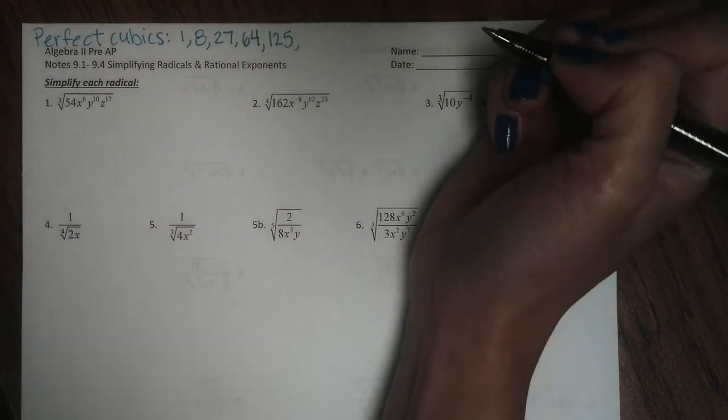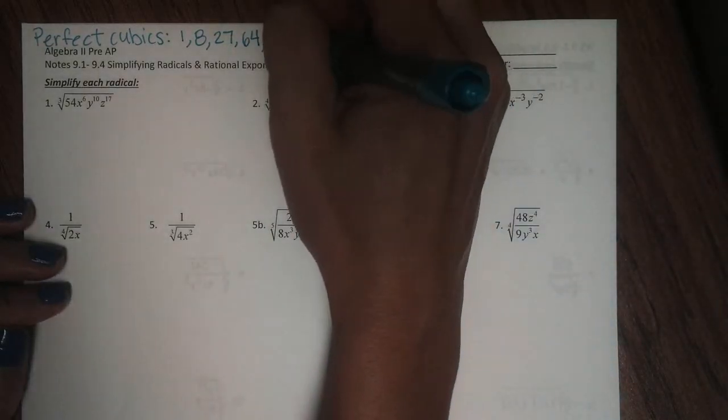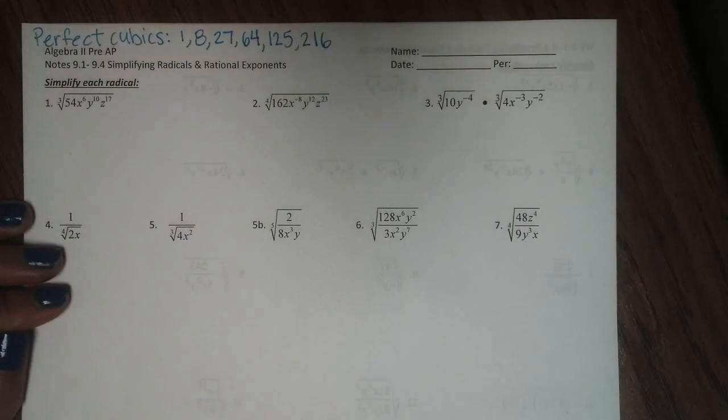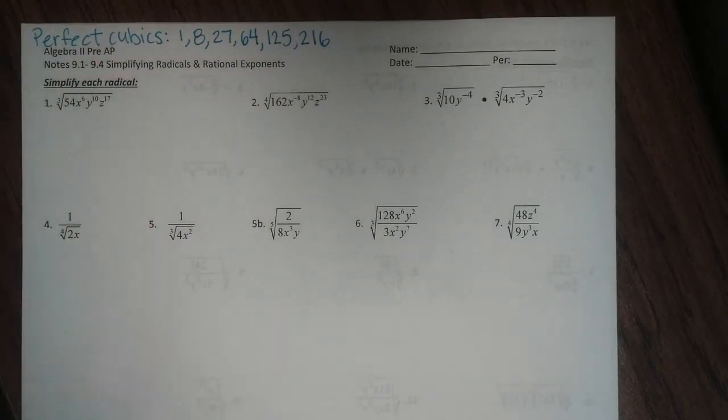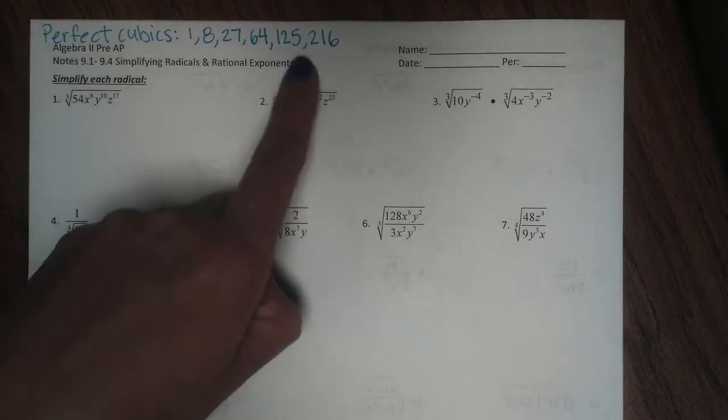125 because 5 raised to the third power is 125, and then the last cubic that you need to recognize is 216, which is 6 cubed. So to simplify these, it would be helpful if you write those down. So those are called the perfect cubics.